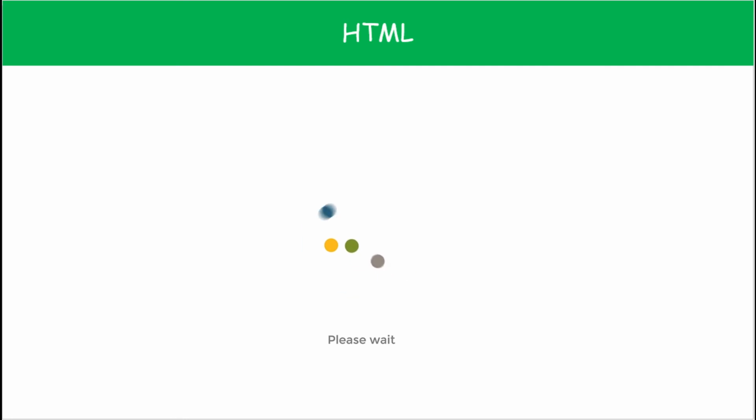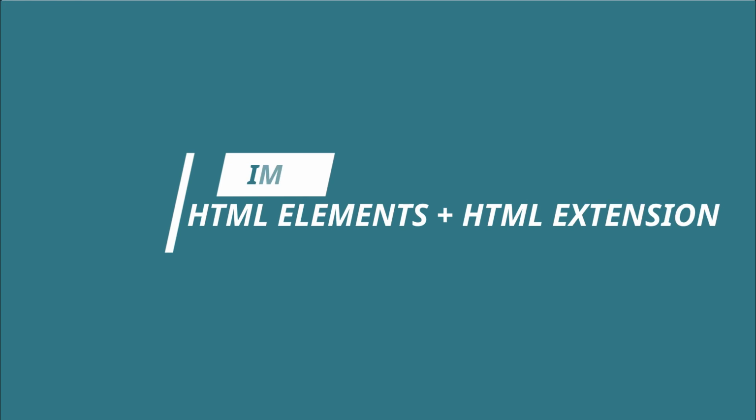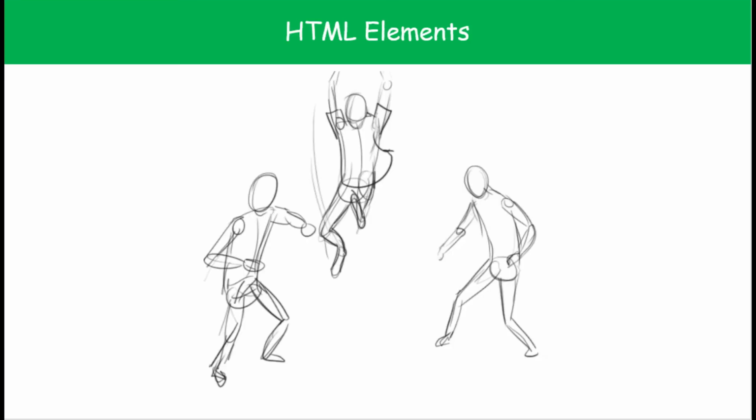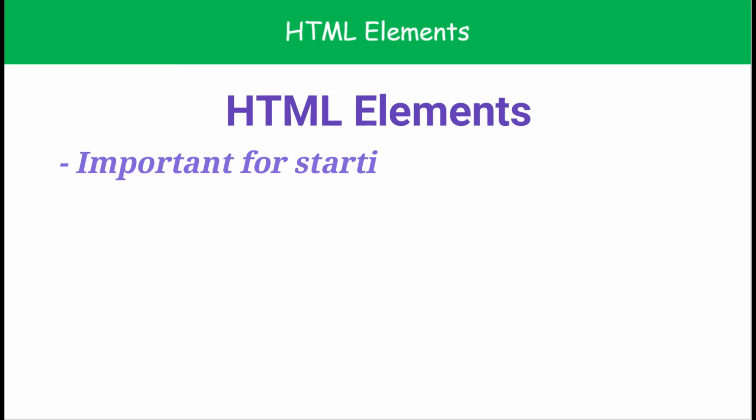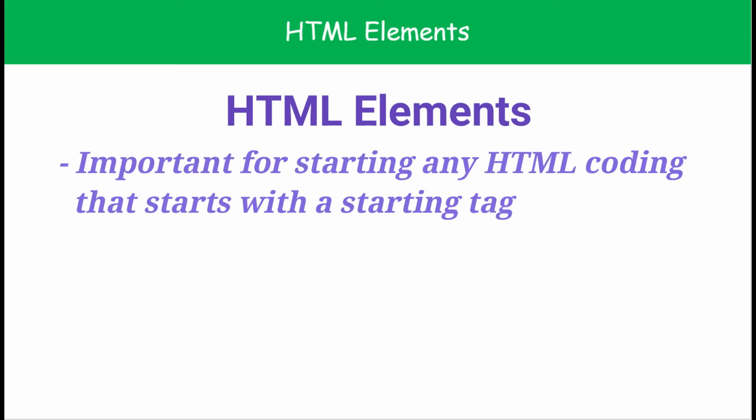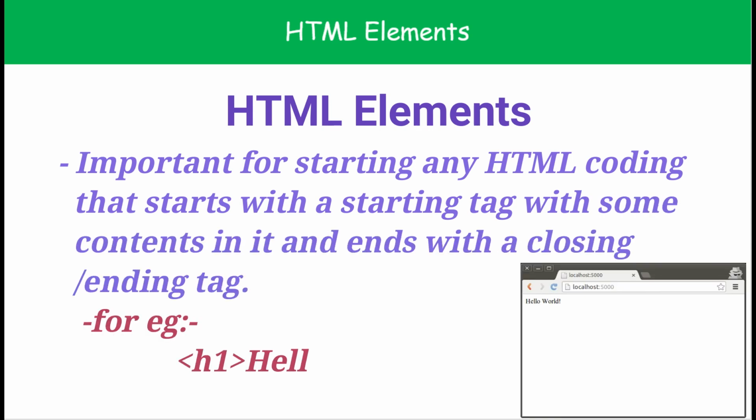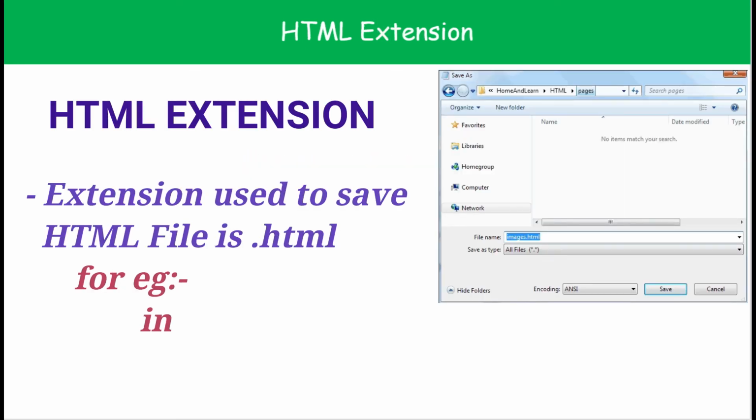So wait, these are not the only things you should know about HTML. There is even a thing called HTML element and HTML extension, so that you can save the file in HTML format. So without further ado, let's talk about the HTML element, which is very important for starting any HTML program. It starts with a starting tag with some content in it and ends with a closing tag. And the extension used for saving an HTML file is .html. So these are the basic things you should know before starting HTML.